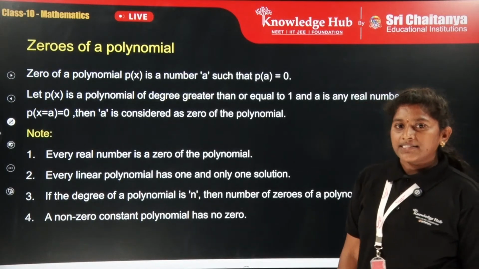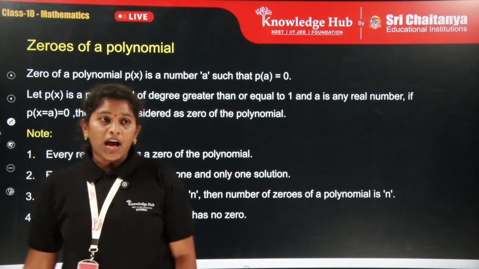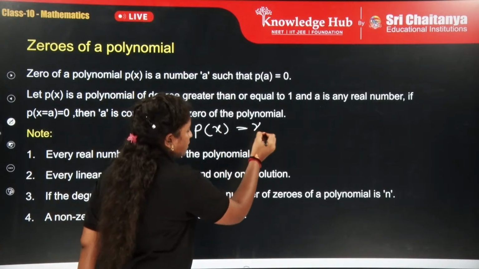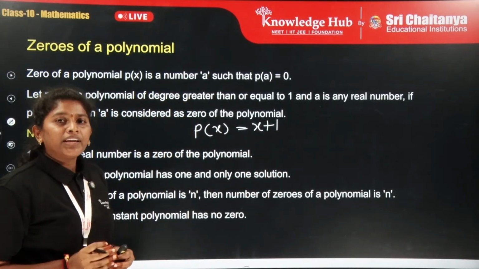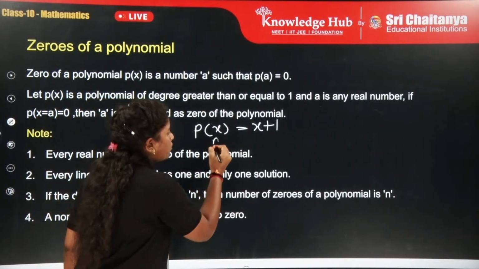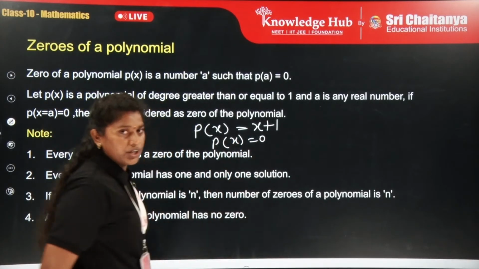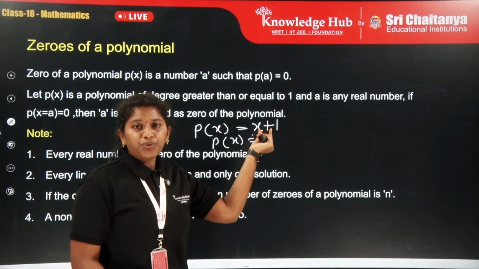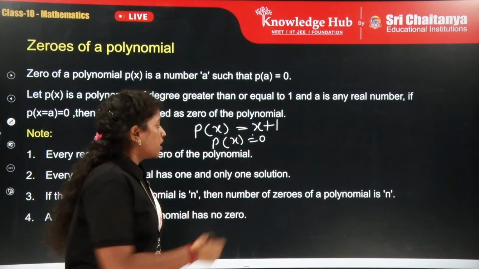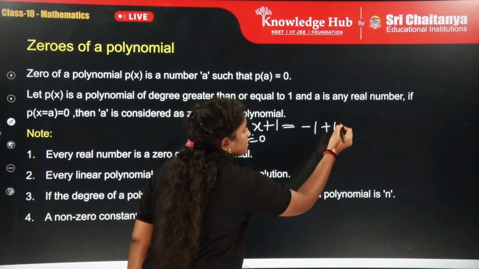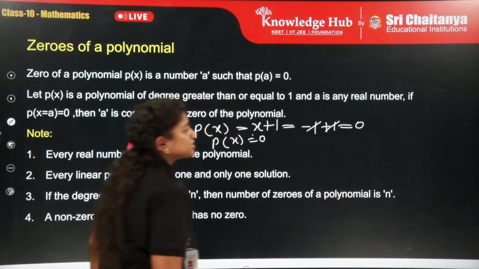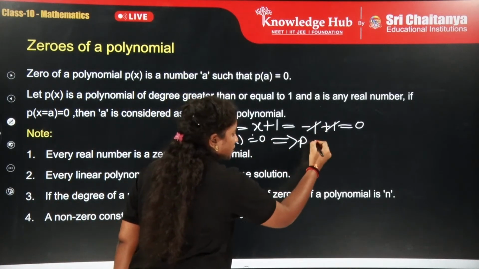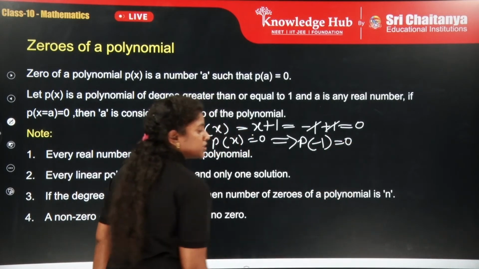Moving to the next, that is nothing but the zero of a polynomial. So I am saying that p of x, if I consider it as x plus 1, okay, I need to take a value of x such that my p of x value will be equal to 0. Okay, so that means what is the value of x I have to take in order to get my p of x equal to 0? So can I take minus 1? So minus 1 plus 1 will get cancelled and I will get my value as 0. That means what is the x value I got? Minus 1. So p of minus 1 will give you 0.